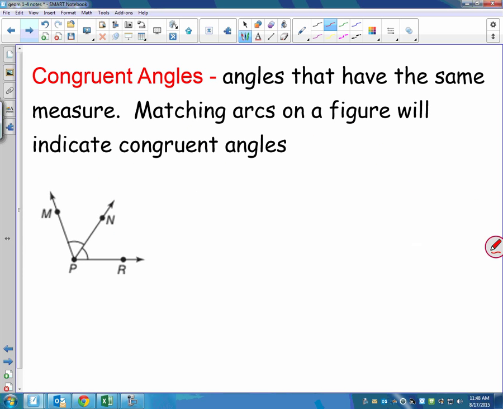I think we're almost done, right? Congruent angles are angles that have the same measure. We've kind of talked about that already. And matching arcs on a figure will show that. And so I just threw that in there, kind of just like the last example. If they tell you that it's an angle bisector, you can label it accordingly. And we could even say that angle MPN plus angle NPR has to equal what?